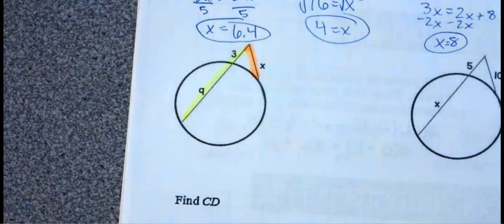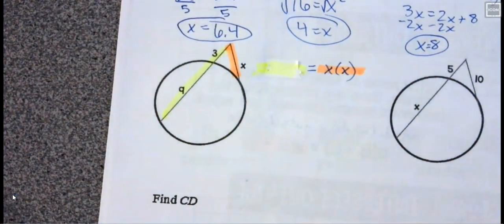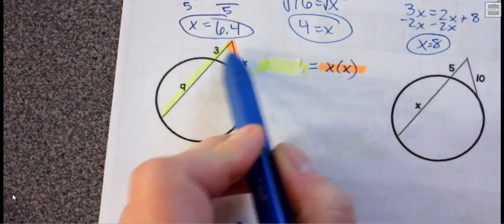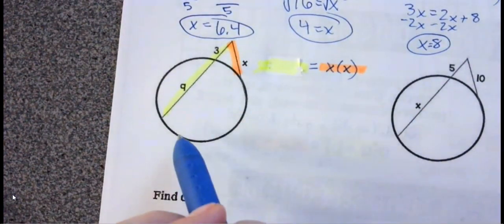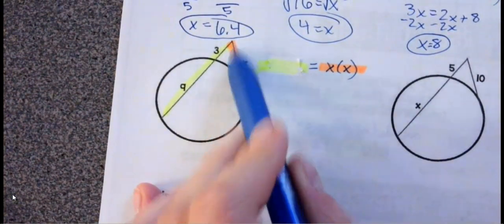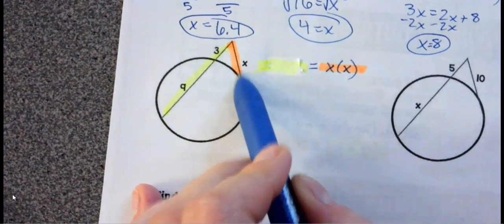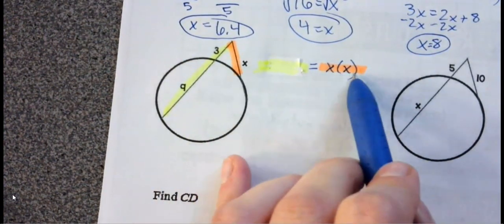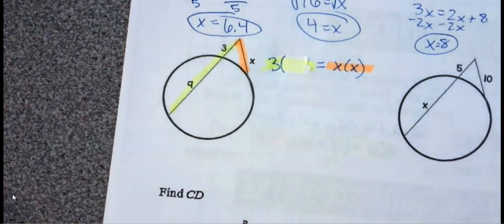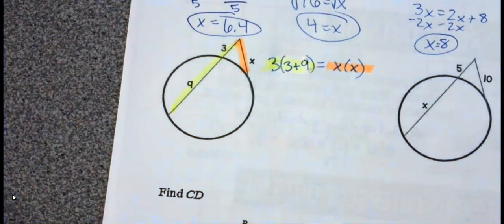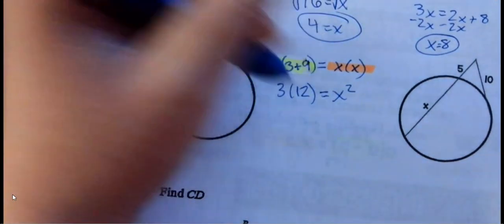Yes, it does make it so much easier. This one, it is the outside times the whole thing. But the outside and the whole thing are the same thing. So it's x times x. This is 3 times 12, but also you could say 3 times 3 plus 9, so you know where the 12 is coming from. Alright. 3 times 12 is 36.